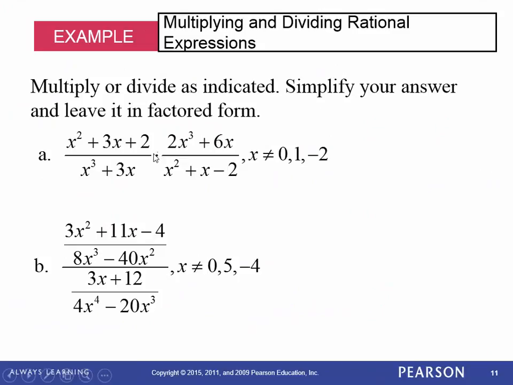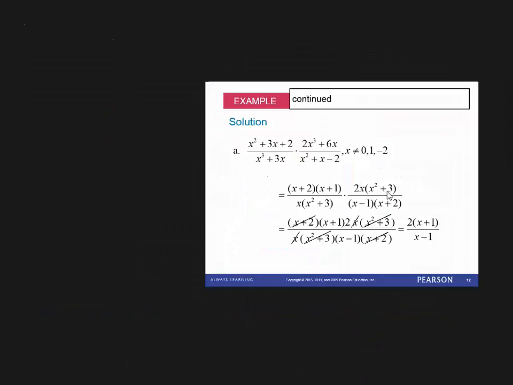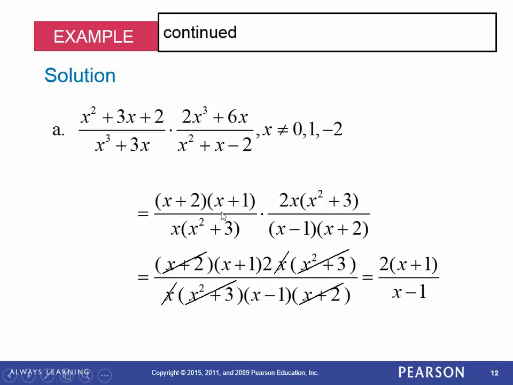If you have multiplication here, we simplify this as much as we can, and then we just cancel anything top to bottom that is the same. So it looks like this: factored form, canceled form, and then finally the reduced form looks like this.